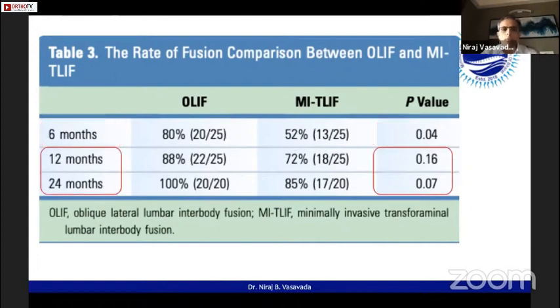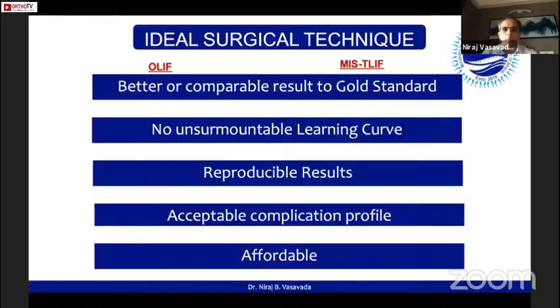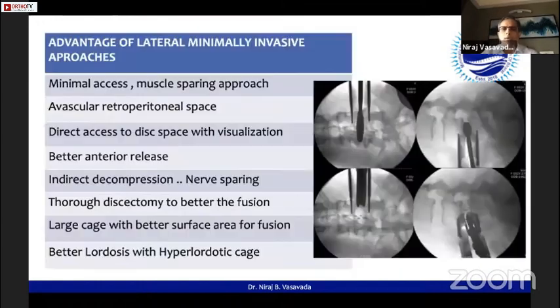When you look at the long term, 12 months and 24 months, there was no statistically significant difference between the two techniques. But the early fusion rate of OLIF over MI-TLIF definitely scores in preventing mechanical complications. So when we compare this head to head in this particular paper, OLIF and MI-TLIF were comparable results as to gold standard. They both had an equally steep learning curve. Both had a reproducible result. Both were affordable. In the Indian scenario, both are expensive, equally expensive. And the complication profile we need to discuss further.